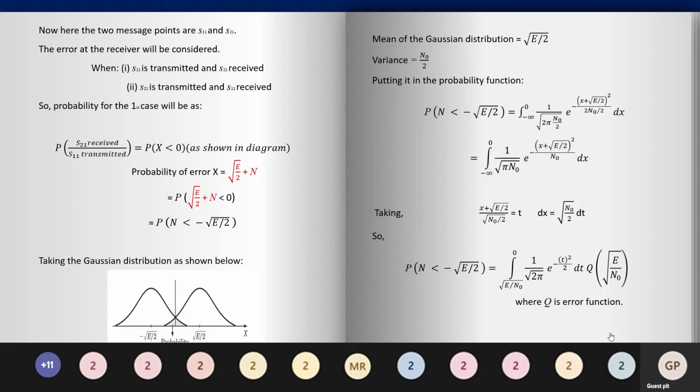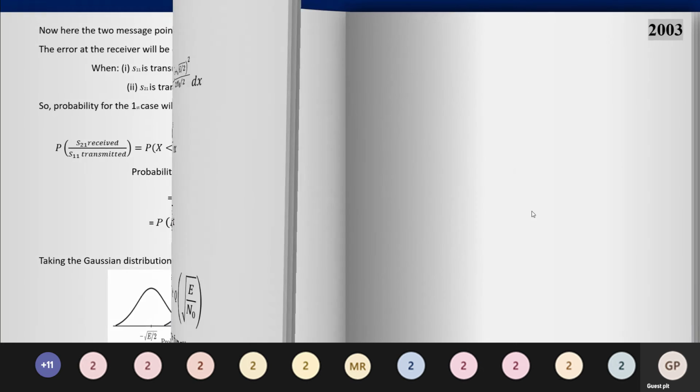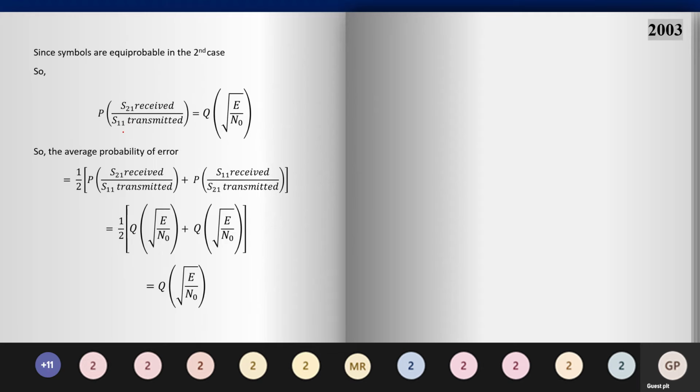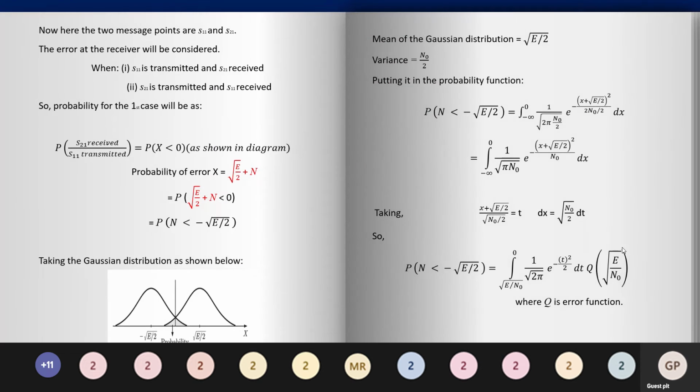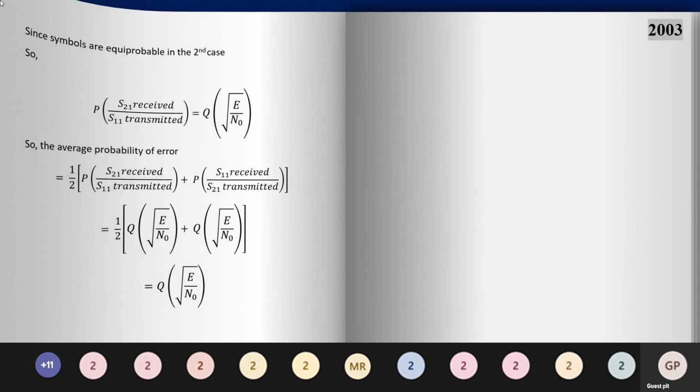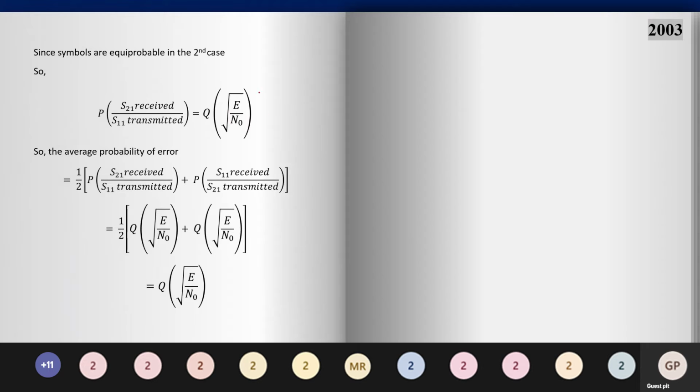From this diagram you can infer the data. S11 is transmitted, case 1 alone. We have seen so far that in case 1 we got a quantity, an error function, just like this. This is the error function that we got for case 1. Now we're going to solve it for case 2. For case 2, once we transmit, you'll get the same equation. To get the average probability of error, you have to sum up with respect to 2 and average. So Q of root E by N naught, as you can see, will be the final answer.